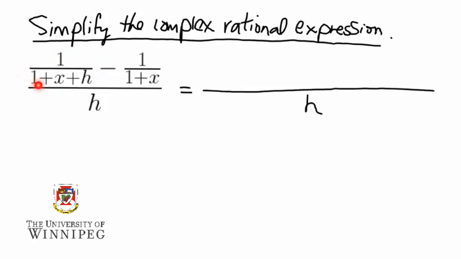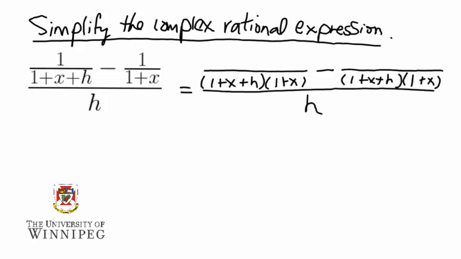Our first fraction only has one factor in the denominator, and that's 1 plus x plus h. Our second fraction also only has one factor in the denominator, that's 1 plus x. This suggests that our common denominator is going to be 1 plus x plus h times 1 plus x. Now, since we've multiplied the original denominator of our first fraction by 1 plus x, we also have to multiply that into the numerator. So our new numerator is going to be 1 plus x. Similarly, the new numerator of our second fraction is going to be 1 plus x plus h.